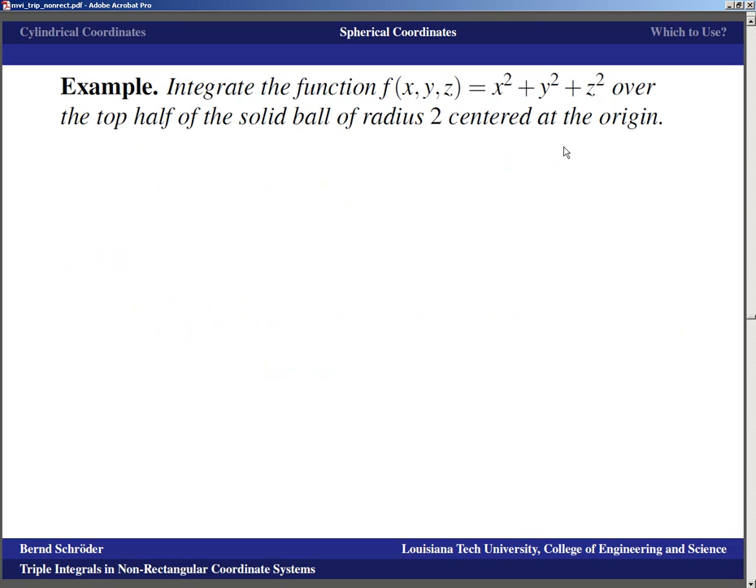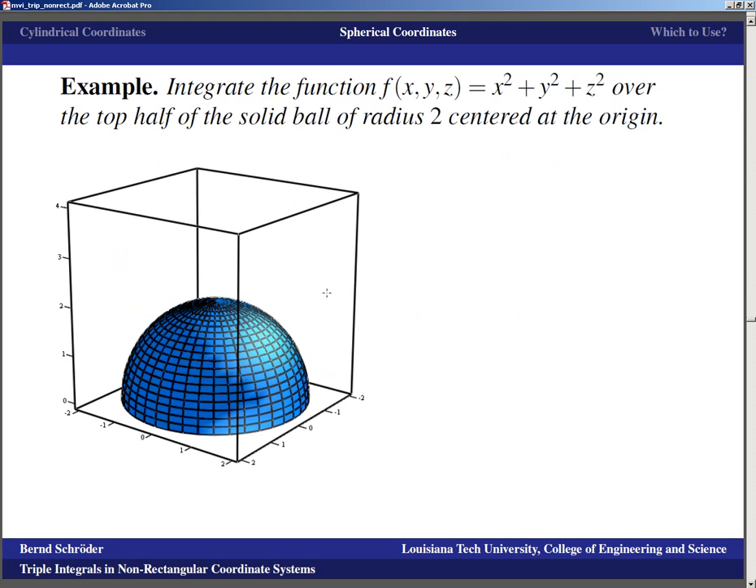Well, that is something we ought to be able to visualize in our heads, but nonetheless, here's the picture. It's the top half of a solid ball centered at the origin of radius 2. What would we do? We would integrate from 0 to 2 pi in theta, because we have to go all the way around. Remember, phi comes off the z-axis, and so it starts with phi equals 0 and goes a quarter turn, so phi would go from 0 to pi over 2.